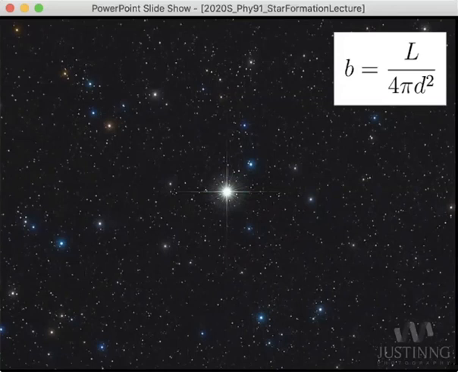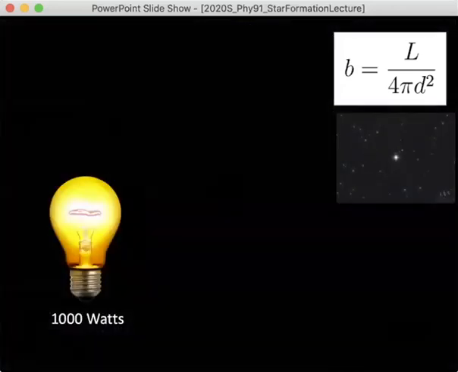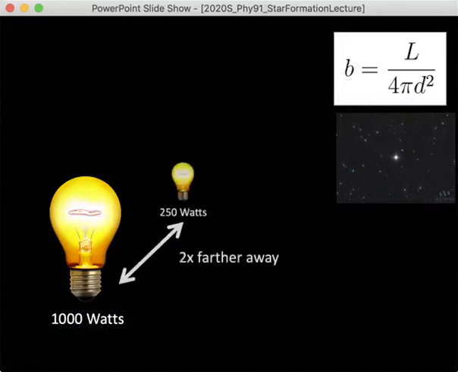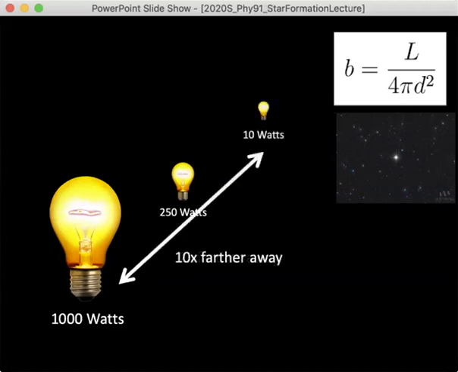So this is the famous inverse square law for light, which I think you've already seen. And again, just to quickly review, the idea is that if you have a light bulb that's 1,000 watts, when it's right next to your face and you move it twice as far away, that light bulb will appear as if it is a 250 watt bulb. If you move it 10 times farther away, it will appear as if it is a 10 watt bulb, even though we know the light bulb itself is emitting, say, 1,000 watts. That amount of energy every second is leaving the light bulb.